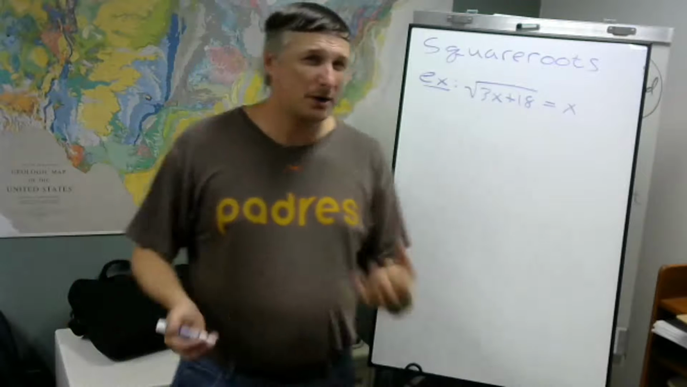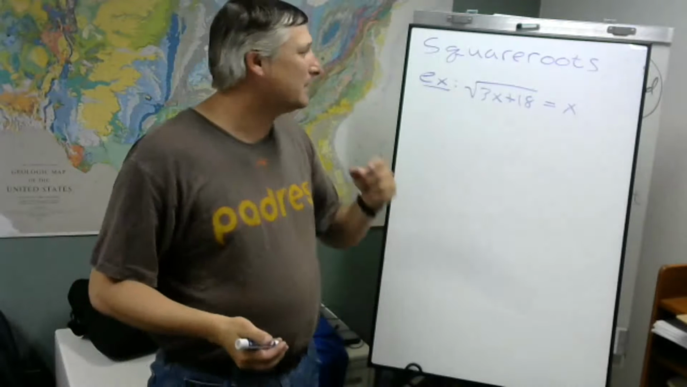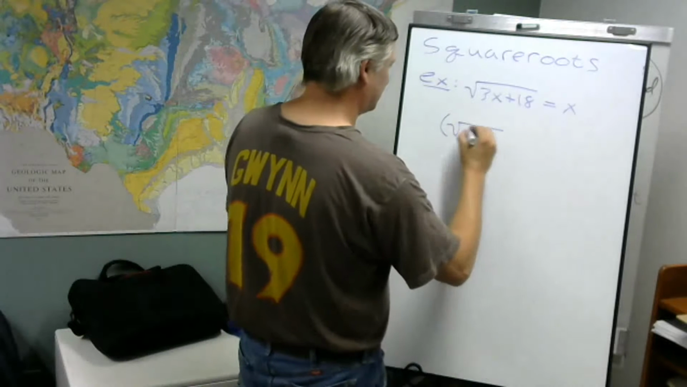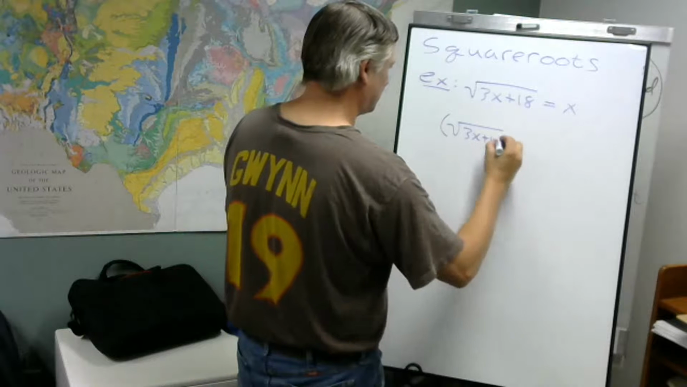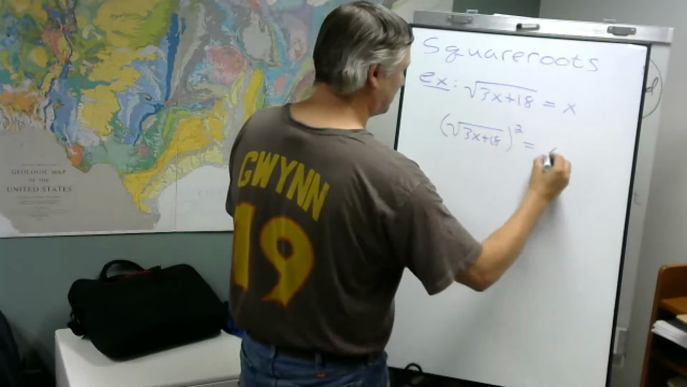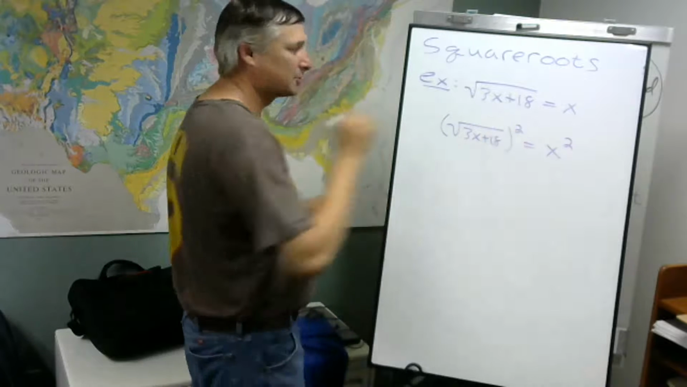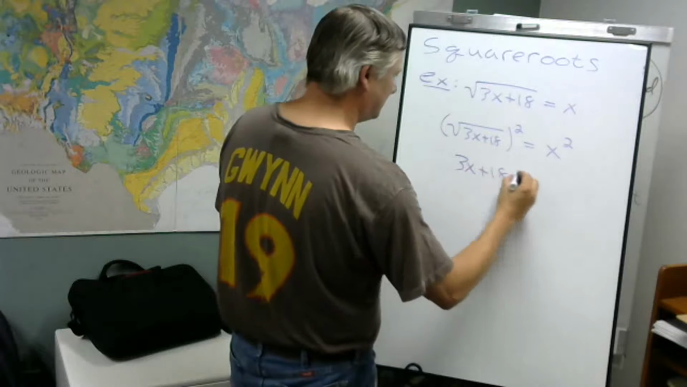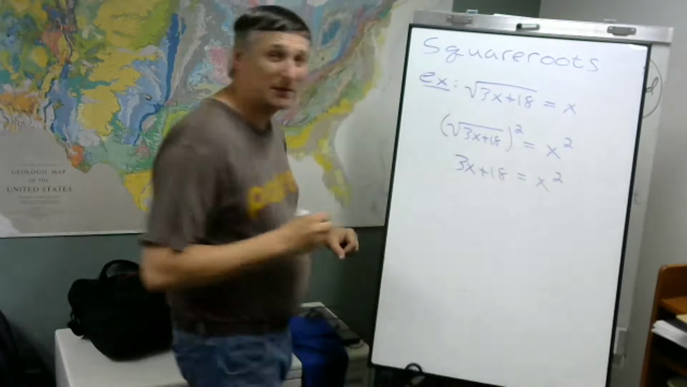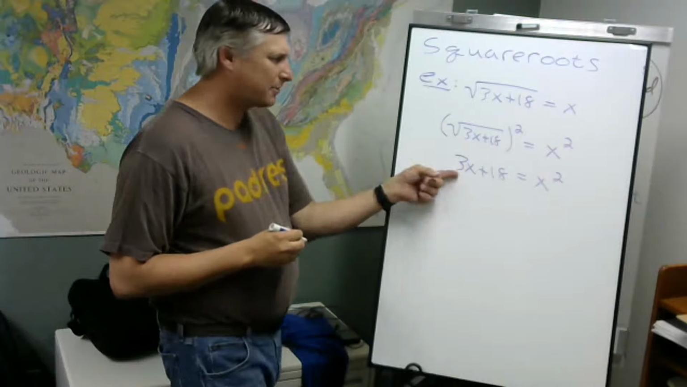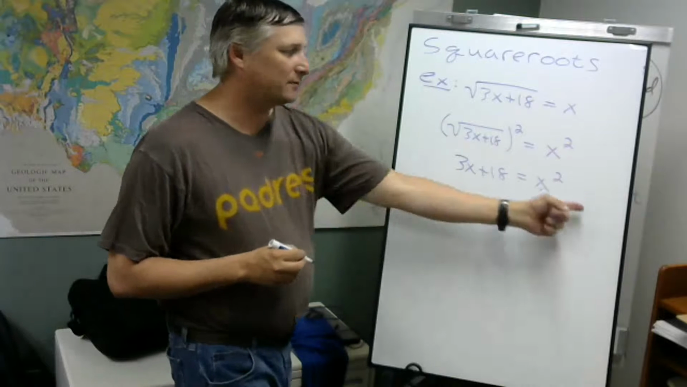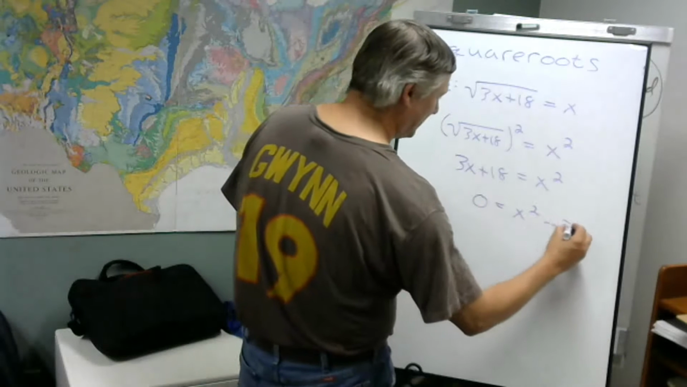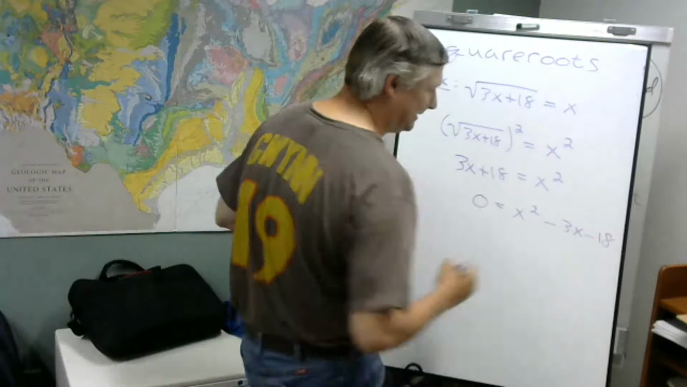Now, the trick with these is we want to square so we can eliminate those square roots. So square both sides. The square and the square root cancel. 3x plus 18 is x squared. So let's subtract 3x from both sides, subtract 18 from both sides. 0 is x squared minus 3x minus 18.